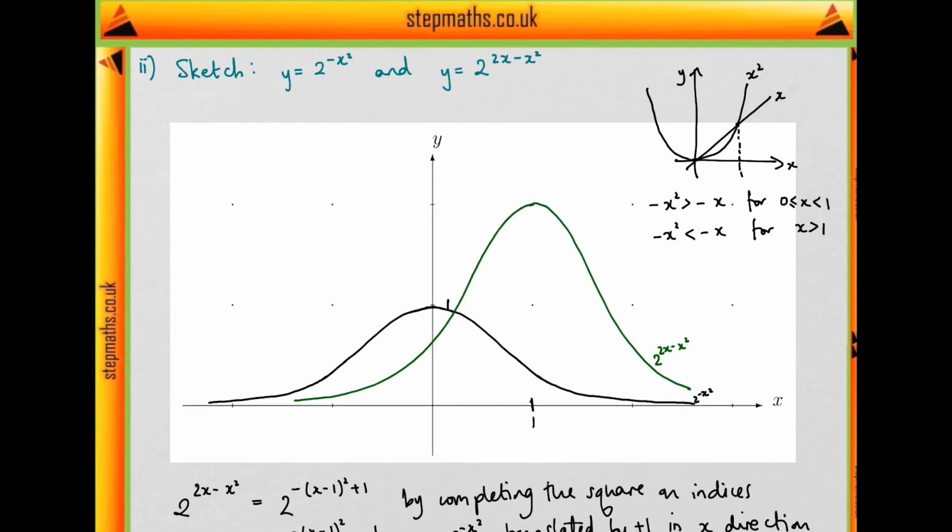And the question also asks us to label any stationary points. So we can see that the only stationary points are going to be here on this 2 to the minus x squared graph. So this point is (0, 1). And for the 2 to the 2x minus x squared graph, then our stationary point is going to be here.